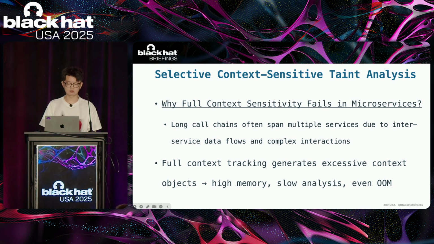Context-sensitive analysis is important for detecting vulnerabilities accurately. However, using full context sensitivity in microservices is not practical. Call chains in these systems often become extremely long, sometimes covering many services and layers. If we try to track every possible path in detail, the analysis uses too much memory and can become very slow or even fail to finish. For this reason, traditional context-sensitive analysis often cannot handle large-scale vulnerable applications.